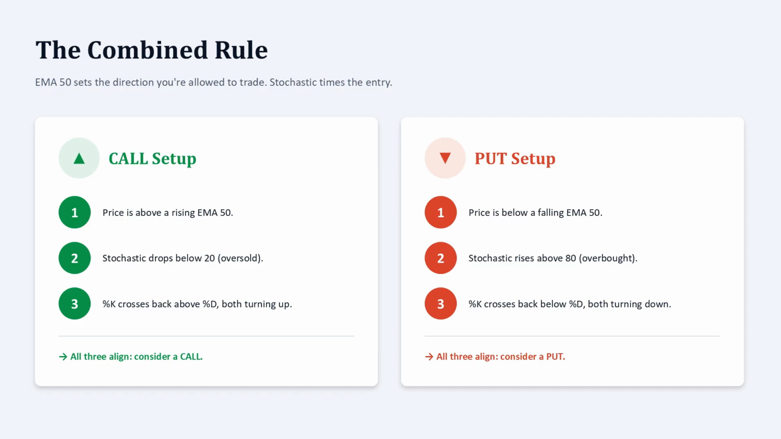Here's the actual rule that ties both tools together. For a call setup, price is above a rising EMA 50, the stochastic drops below 20 into oversold, and %K crosses back above %D, both turning up. All three align? Consider a call. For a put setup, it's the mirror image: price below a falling EMA 50, stochastic rises above 80 into overbought, and %K crosses back below %D, both turning down.